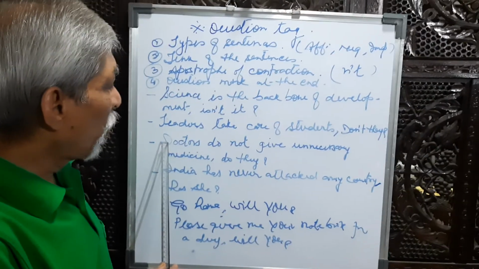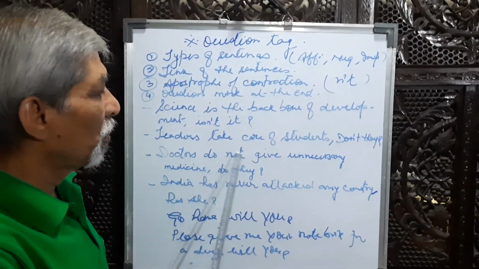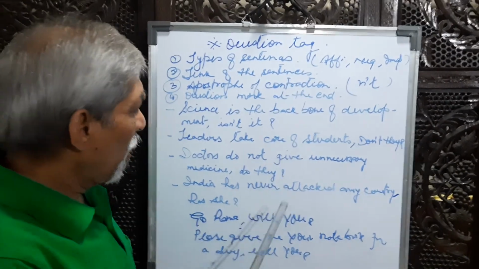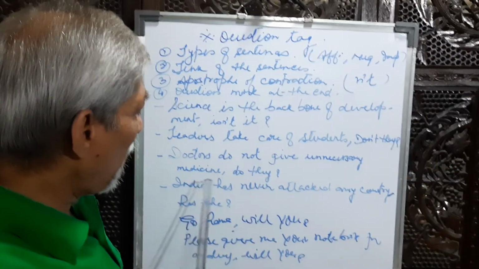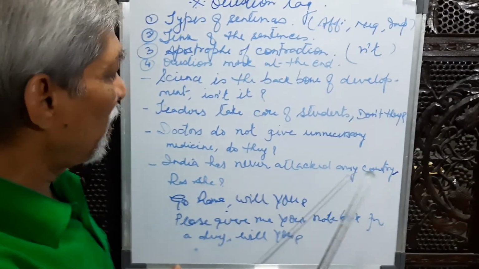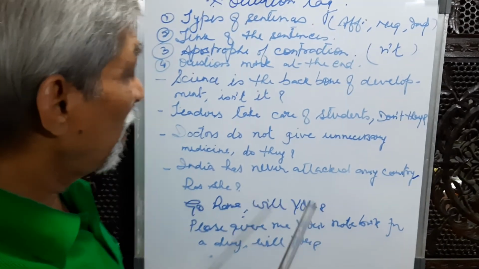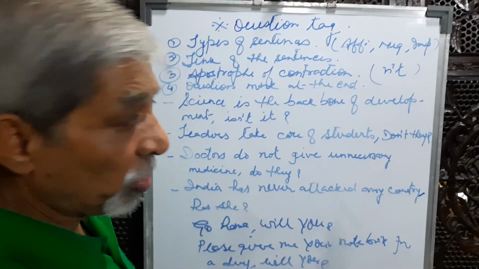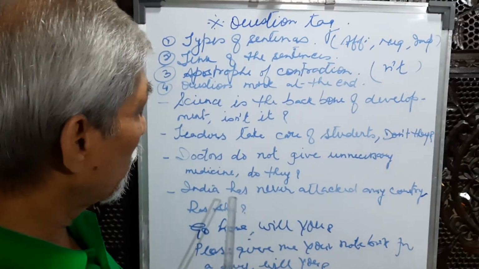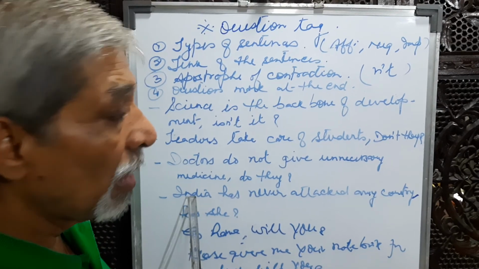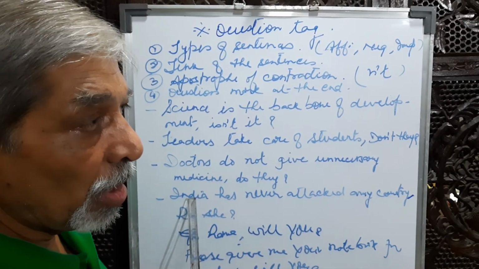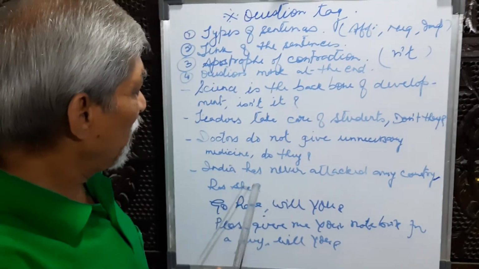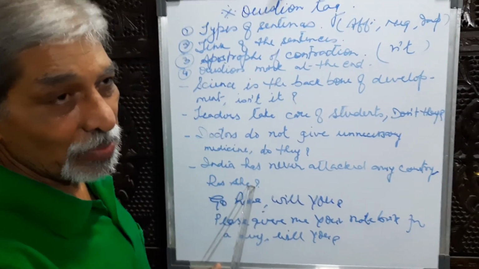Here we wrote the full sentence: doctors do not give unnecessary medicine, comma, do they. One more sentence written here: India has never attacked any country. Now, here the sentence is negative, never. So we have to just recognize the auxiliary verb, that is has, and then write India's pronominal form here. India is feminine, she. So has she, question mark.